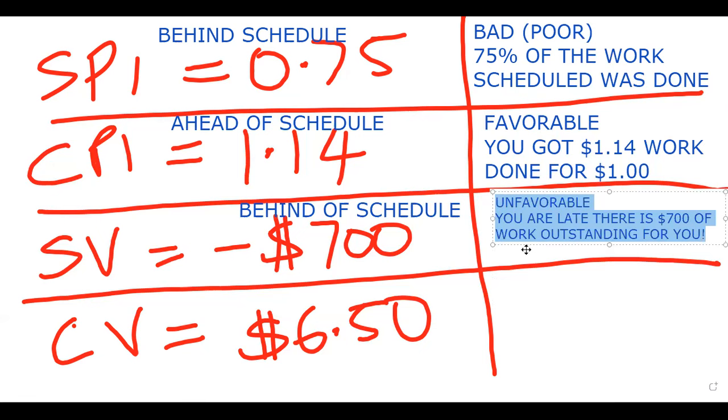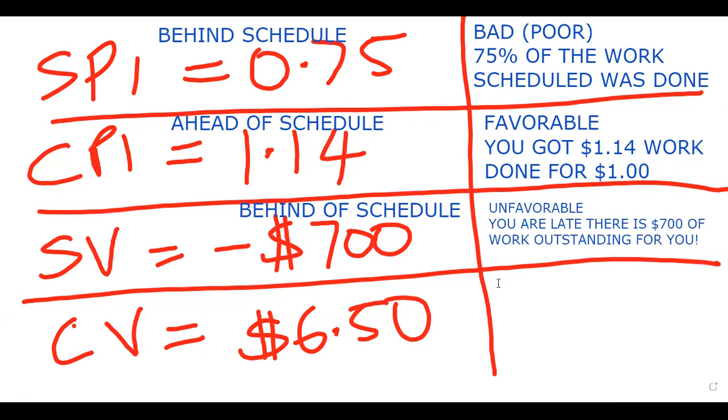All right, let's take a look at the final one. Final one is cost variance. You got a cost variance of $6.50. So this is good. You are under budget. Okay. And that's the story, pretty much, about earned value management.